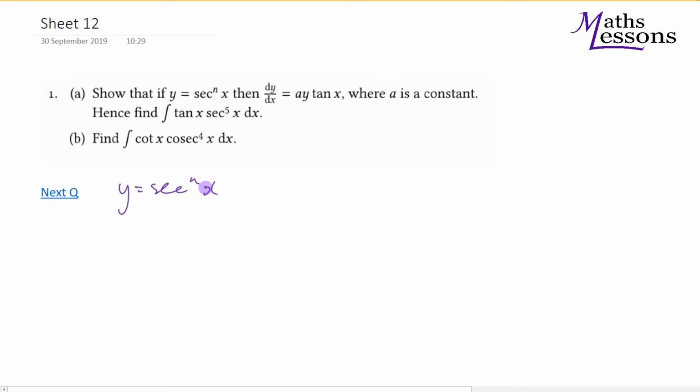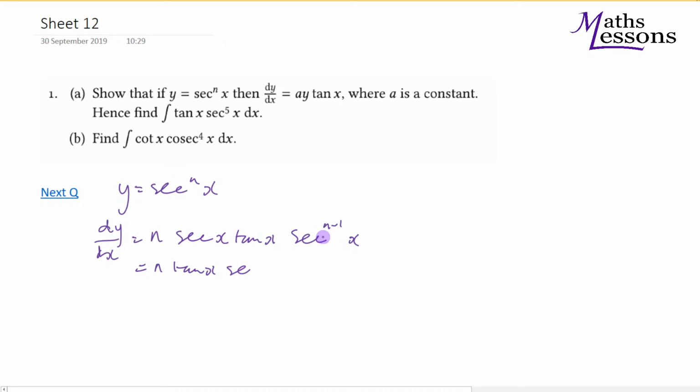Now, you should be at this stage of the course where you can do chain rule problems in your head. So we're going to differentiate the sec. Now, we know that sec x goes to sec x tan x, and then we get n coming down to times by that. Then we take 1 off the power, so we get sec to the n minus 1 x. And what you see is we get n tan x sec.